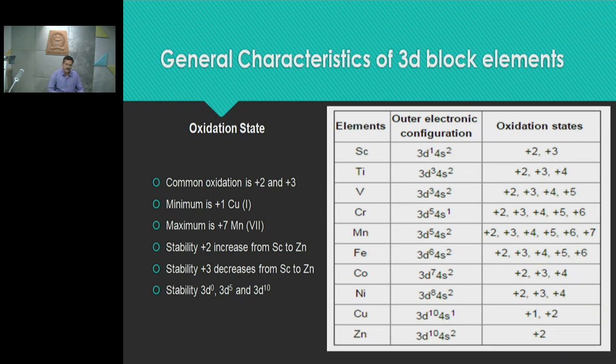Now we have to see the general characteristics. First of all, oxidation state: they show the very common oxidation states +2 and +3. Copper shows the minimum oxidation state, +1, and Mn +7 is the maximum. The stability of the +2 oxidation state increases from scandium to zinc, while the stability of the +3 oxidation state goes on decreasing from scandium to zinc. Stability is high for the d0, d5 and d10 cases, because of empty, half-filled and fully filled orbitals.